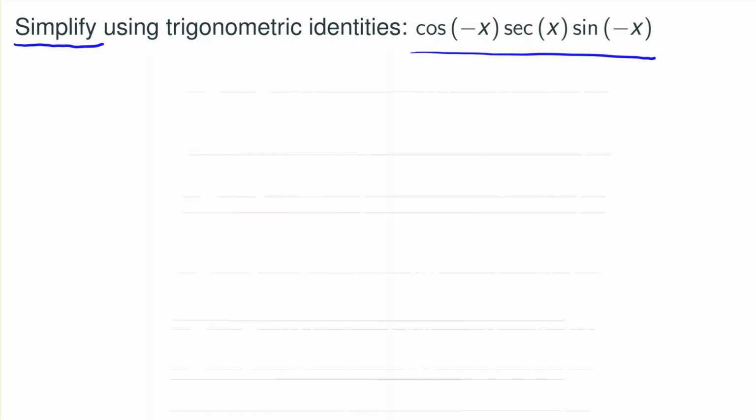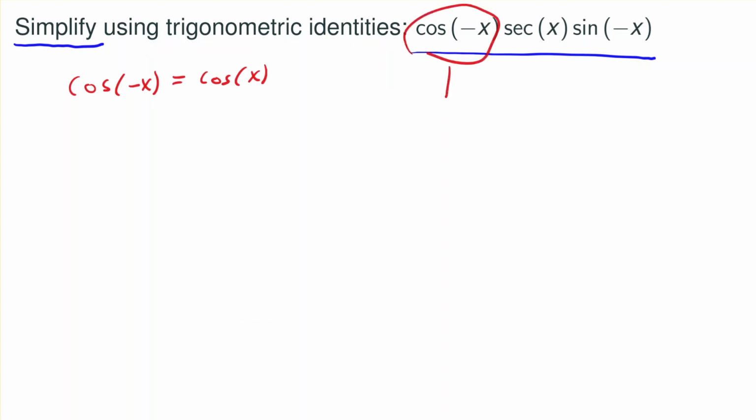Cosine of the negative of an input angle is the same as cosine of the same angle with the positive value. So this right here, we can rewrite as cosine of x. Secant, we rewrite as 1 over cosine.